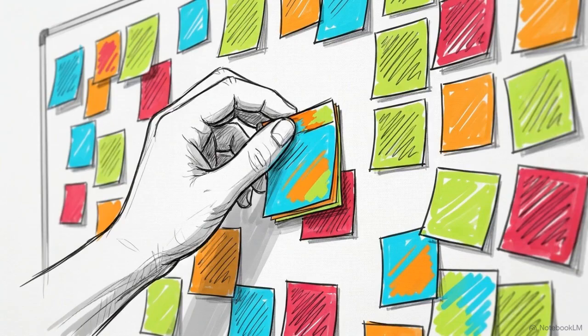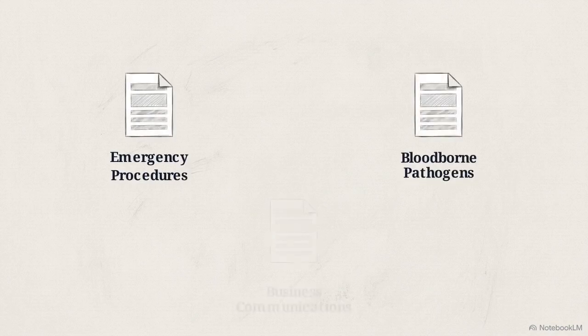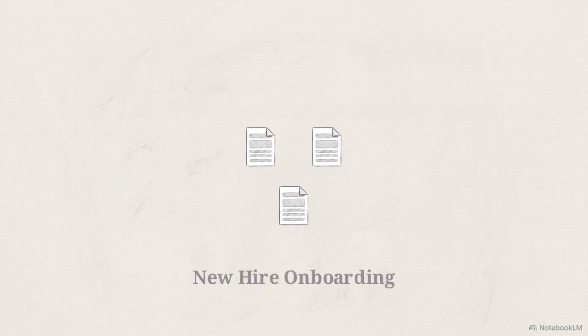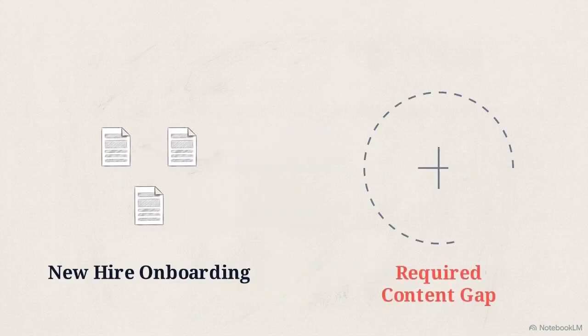With the audience mapped, designers use a clustering methodology to group logically linked requirements together. Designers pull disparate courses from the raw catalog and merge them based on organizational goals rather than subject matter alone. For example, unrelated topics like emergency procedures, bloodborne pathogens, and business communications are encapsulated into a unified node for new hire onboarding.